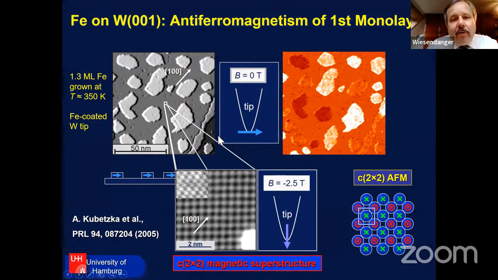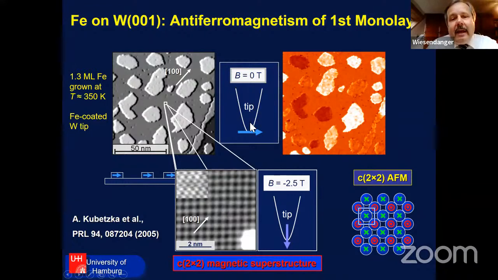We can immediately prove this by making use of a spin-polarized tip, where the magnetization is oriented within the surface plane. And then you see basically 4 different contrast levels, which relate to the 4 possible in-plane magnetization orientations for the 4-fold symmetric system.